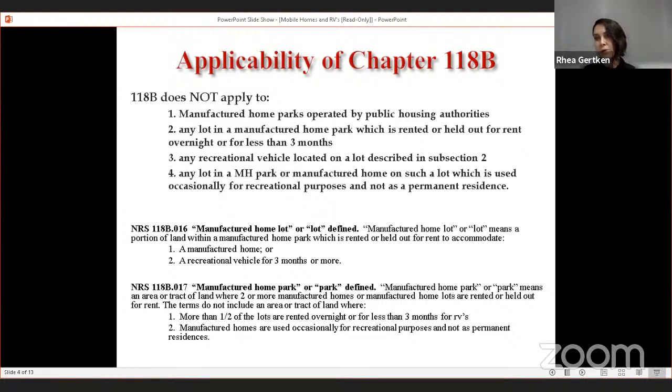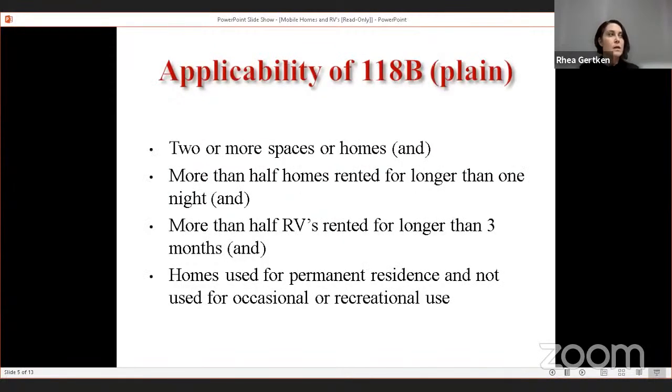But for the majority of people, you're probably in a mobile home park and have lived there for quite some time. And again, this is what I'm saying: 2 or more spaces or homes, more than half the homes rented for longer than 1 night, more than half the RVs rented for longer than 3 months, and homes used for permanent residence. That's what we're talking about when we're talking about a manufactured home park, just in general. Why couldn't they have written it like that? Yes.